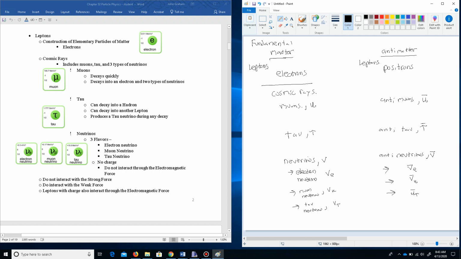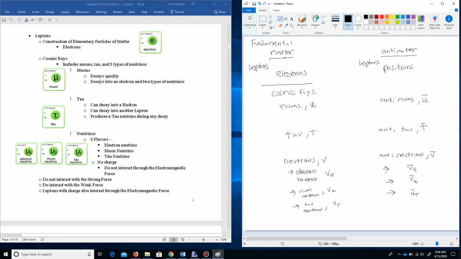These leptons do not act with the strong force. They do act with what's called the weak force. So leptons, we talked about strong forces before with protons and neutrons. That is not involved in leptons, but they do have weak forces pulling them together. And then leptons with charge also interact with the electromagnetic force. So, for instance, electrons interact with electromagnetic forces.